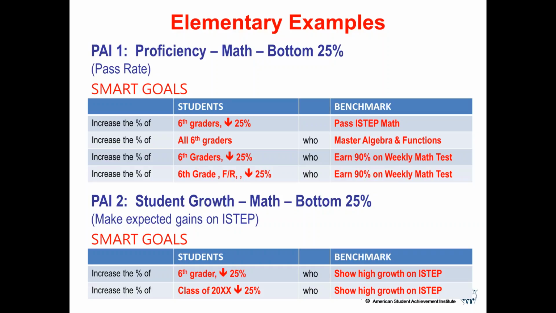So now we're going to look at SMART goals. You can see, and this is from an actual school, they focused in on their 6th graders. Their 6th grade must have been where they were really having an issue. So they decided for their SMART goals to increase the percentage of 6th graders in the bottom 25% who pass I-STEP math. Still a little general. We still don't really know what to work on within I-STEP math. We just know the student group is going to be 6th graders in the bottom 25%.